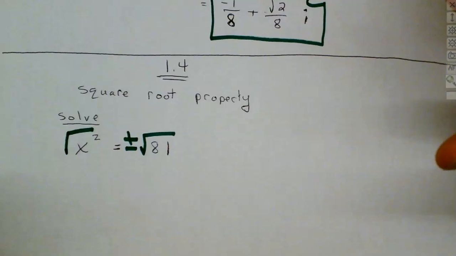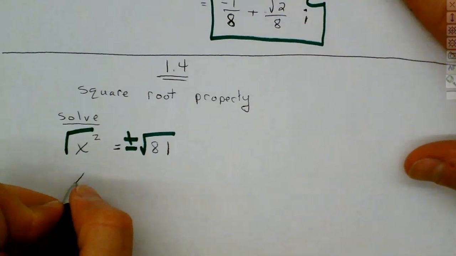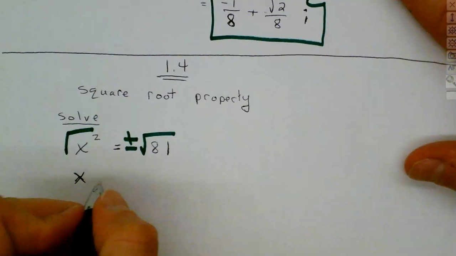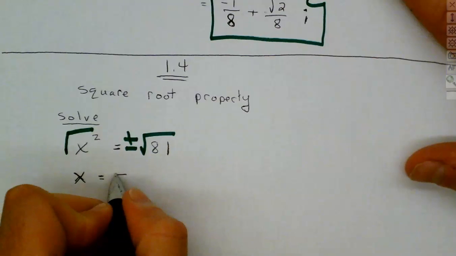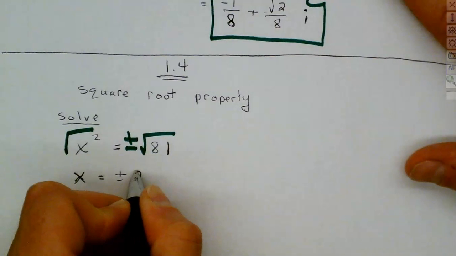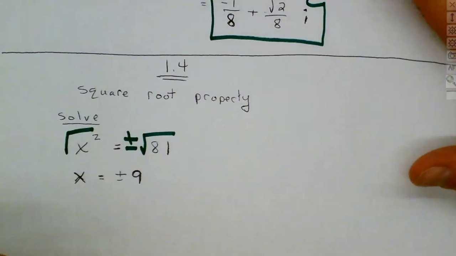The square root of a square is just itself. So x squared, when we take our square root, would come out as an x. And what's the square root of 81? 9. So that would be x equals plus or minus 9.